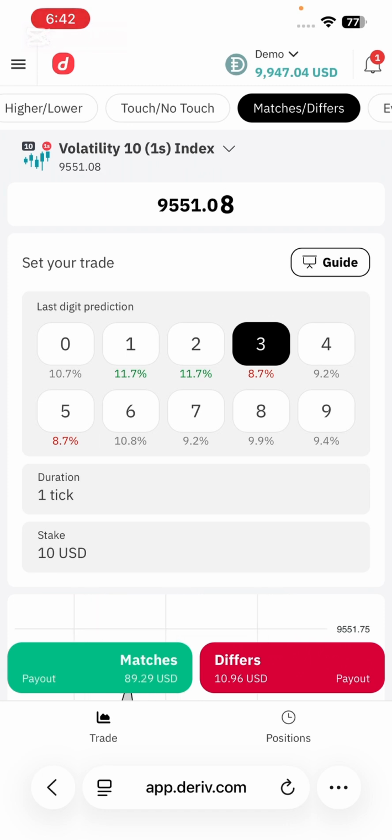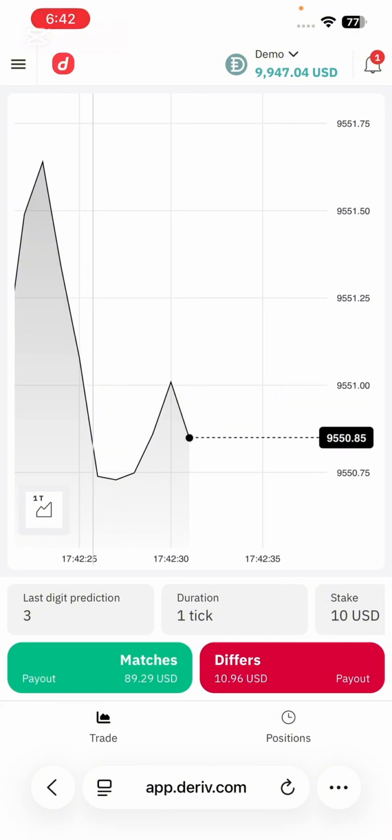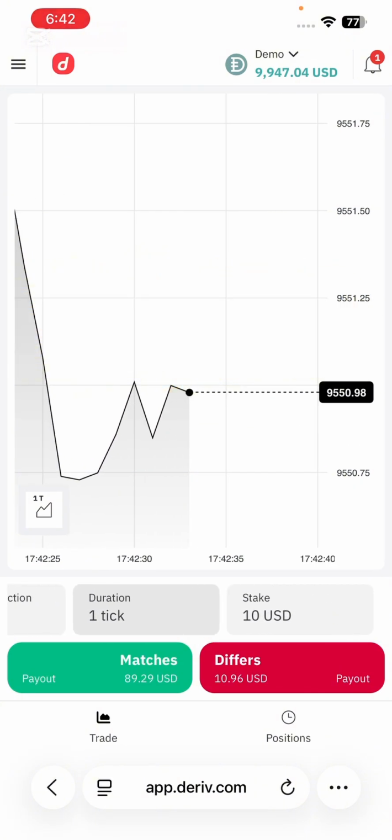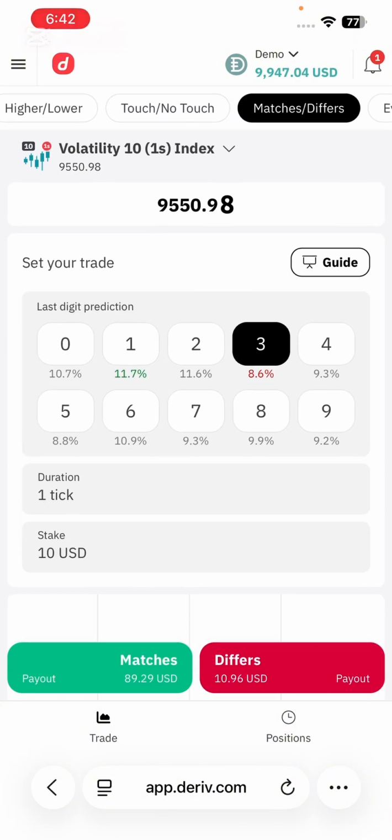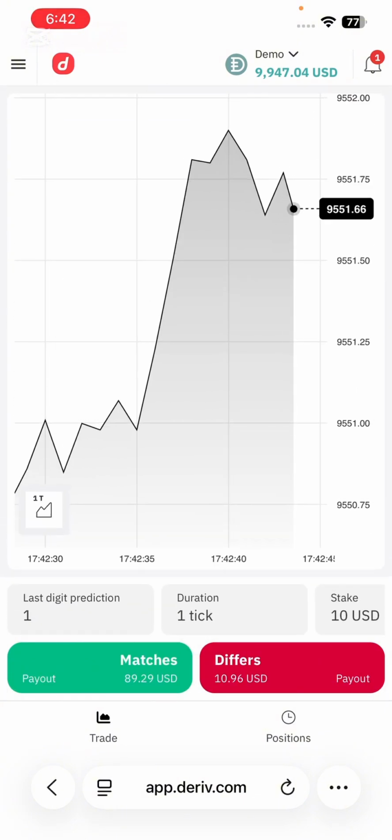Now, today we'll be trading digit differs, and it's going to be manual trading. It's not a bot, but if you follow me carefully, you will make profit. If you follow the instructions I'm giving now, you are going to make profit.